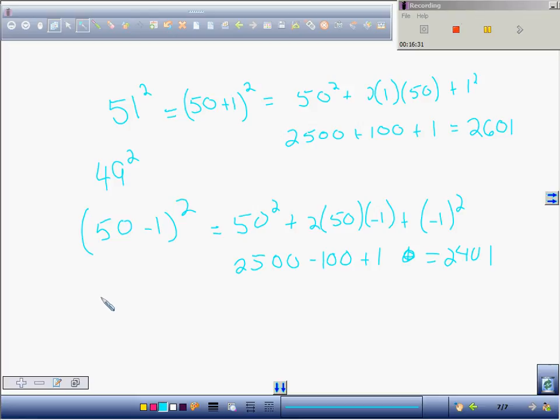Who wants to try this? Just for fun. 99 squared. Try to do it in your head. How could I write that? Okay, write it as 100 minus 1 squared.